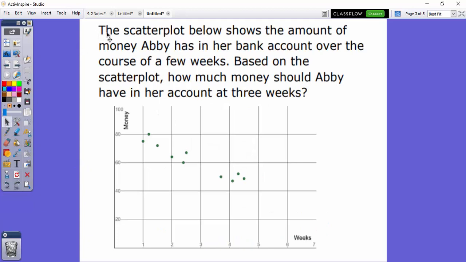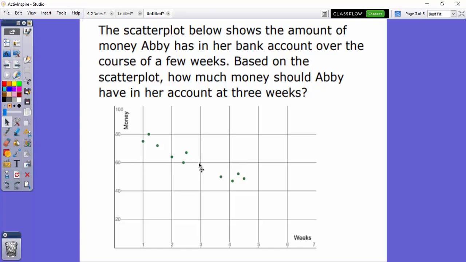For the next question, it says the scatter plot below shows the amount of money Abby has in her bank account over the course of a few weeks. Based on the scatter plot, how much money should Abby have in her account at 3 weeks? So we see that weeks is on the x-axis and money is on the y-axis. And the question is asking us for 3 weeks. So if I go over to 3 weeks and up, I see that there are no points at 3 weeks, but it's probably somewhere in this range.